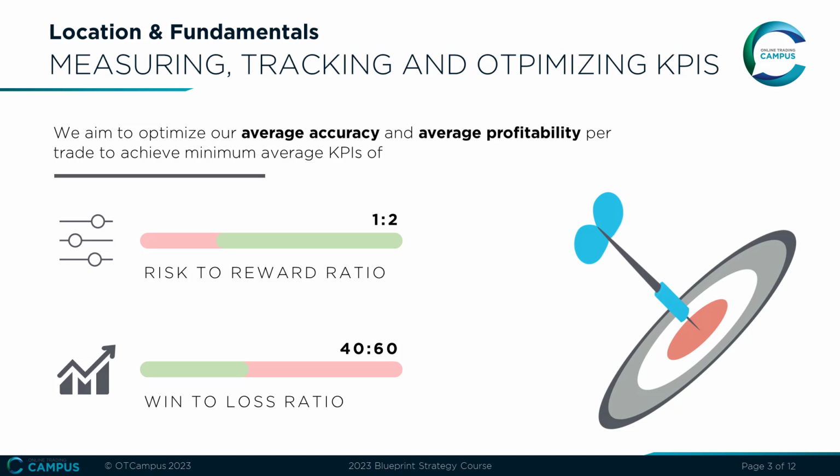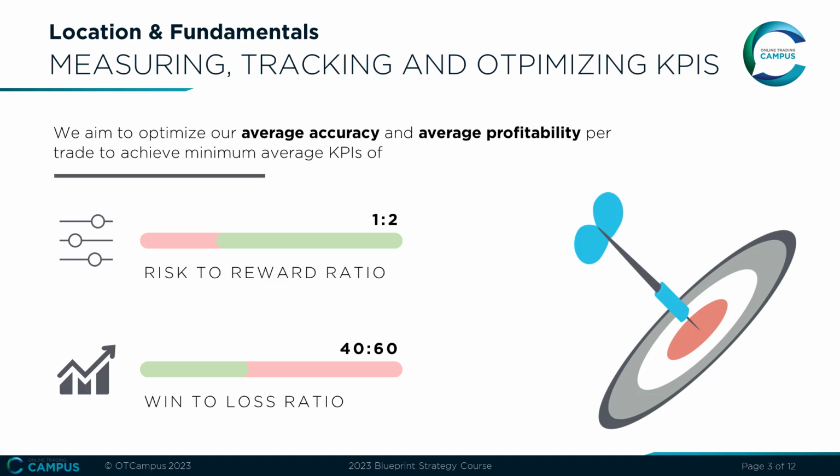Your win to loss ratio should only be 40-60. Now, this is very conservative. I'm not asking for a lot here, right? I'm basically asking, well, we're going to be right, we're going to be wrong, we're going to be right, we're going to be wrong. Then we may be wrong 2 times in a row until we're right again. If you combine those two KPIs, then you're running a profitable trading business.